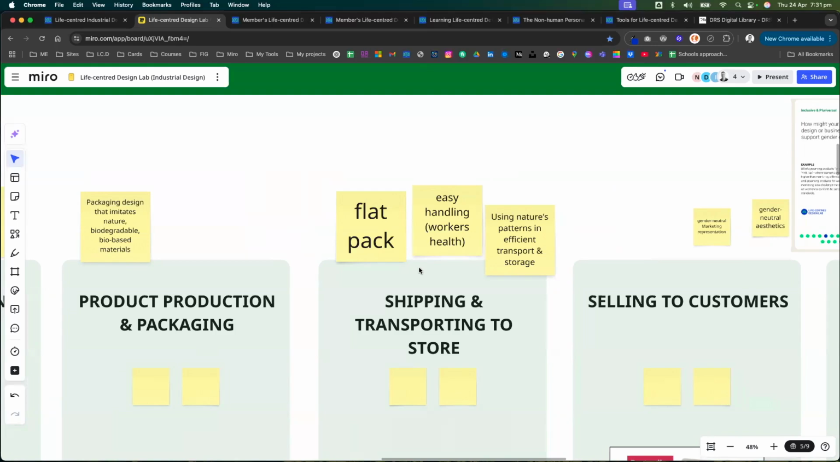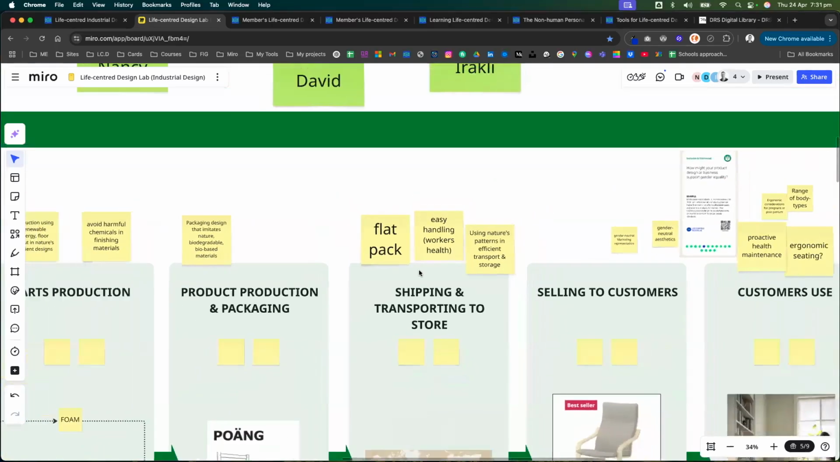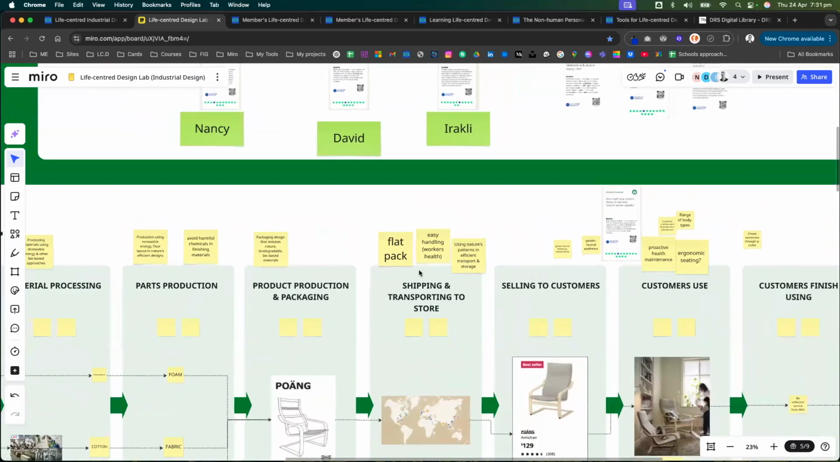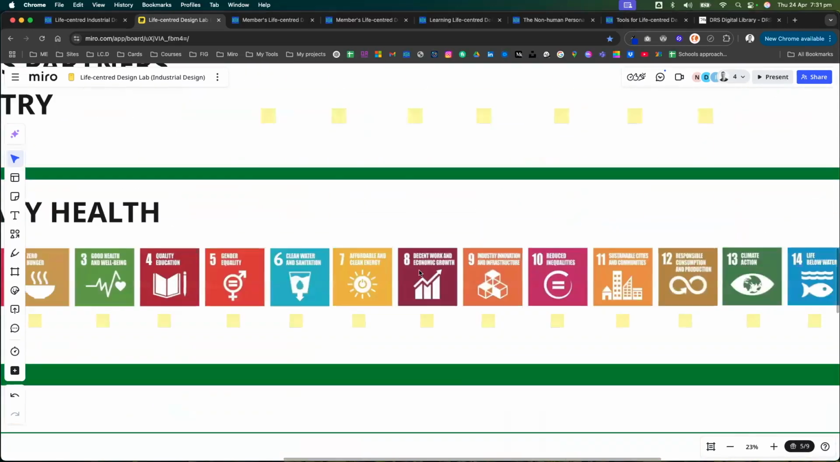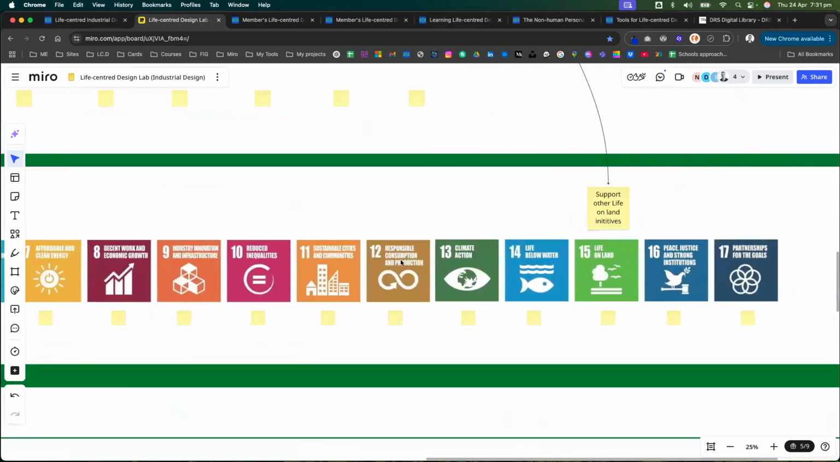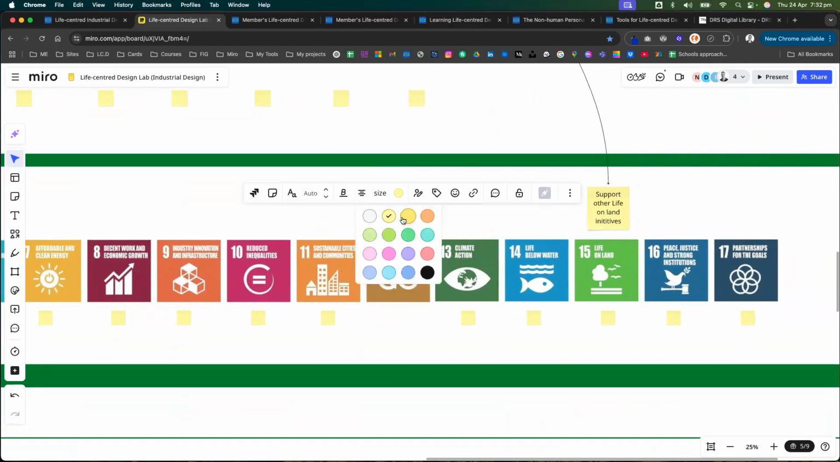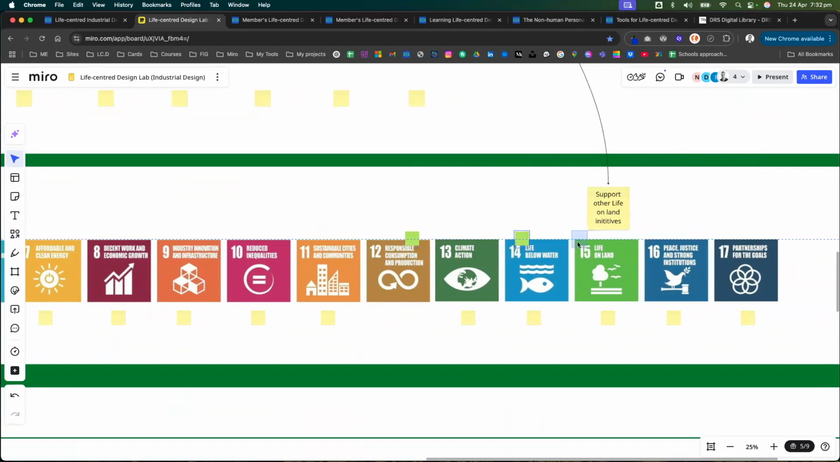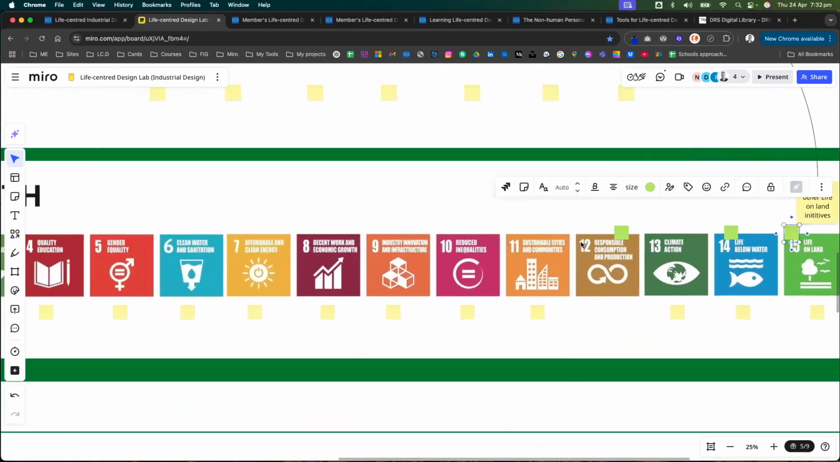And I think all of these would relate to many of the sustainable development goals, such as responsible production and consumption, number 12, but also clean water and air, life below land and life in the water. I think all of these would relate to many of the sustainable development goals.